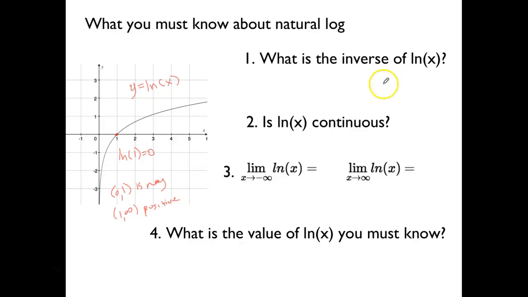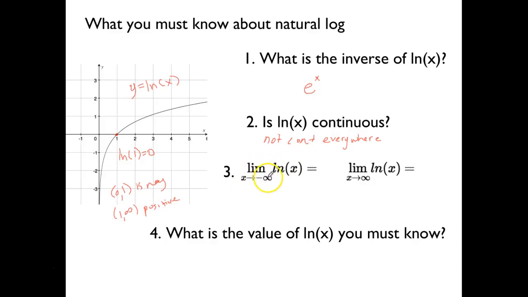What is the inverse of natural log of x? Well, the inverse of natural log would be exponential, e to the x. It's what the base of the natural log was. Is natural log continuous? It is continuous for the graph that it has, but it is not continuous from negative infinity to infinity, because you can't have negative values inside of a natural log. So it's not continuous everywhere, and you can't have a natural log of 0 either.